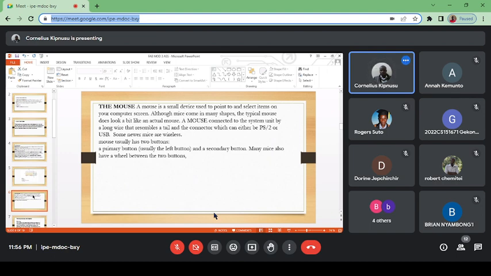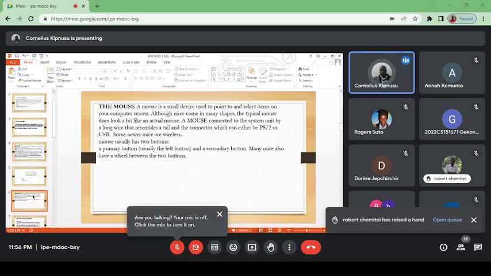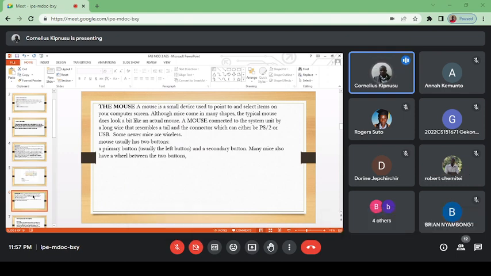Some newer mice are wireless. We also have some wireless mice. I guess some of you are using a wireless mouse. You are technology students, and we keep on evolving in technology. Mice usually have two buttons: the primary, usually the left button, and the secondary button. Many mice also have a wheel between the two buttons.